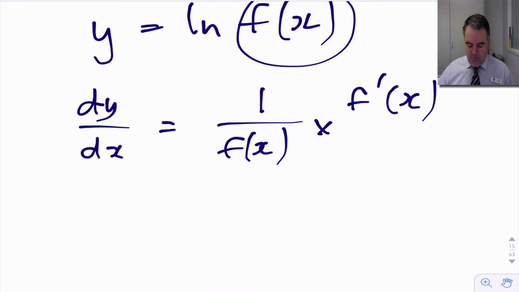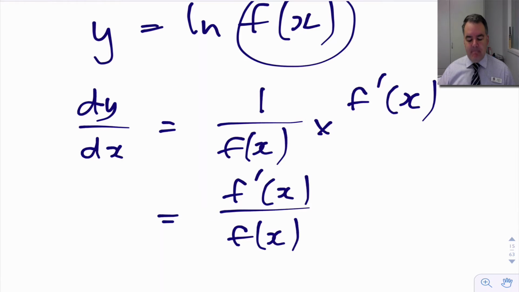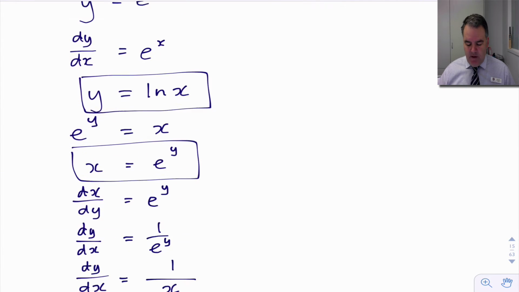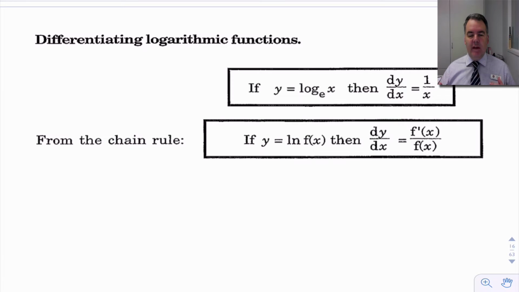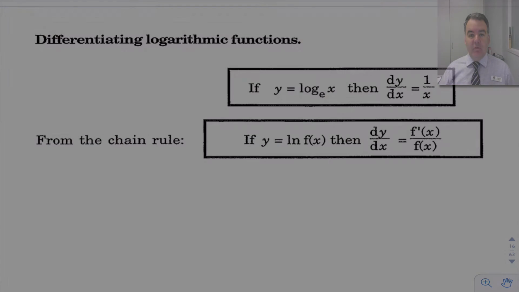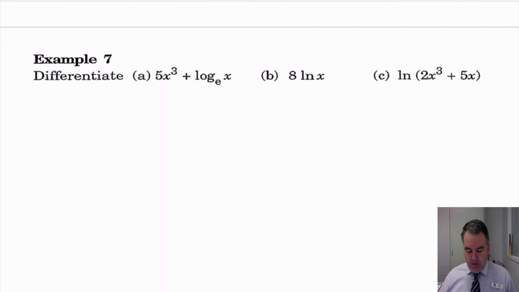So a lot of people just write that as f dash x divided by f of x. Okay, so that's how we've defined and can get those results, and you can see they're written out here for you, and I think that they're on the formula sheet also. So let's do some examples. So three quick examples here. For the first one, we've got 15x squared, and the derivative of log base e x is just 1 over x.